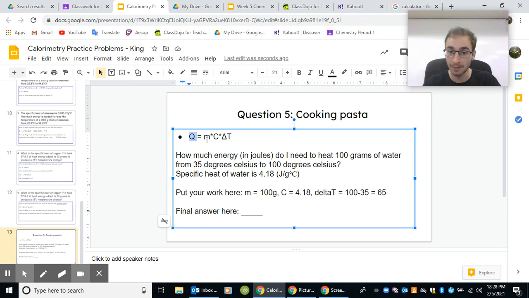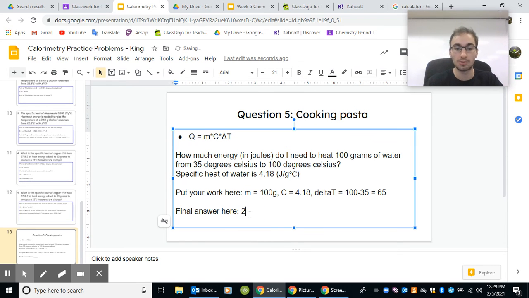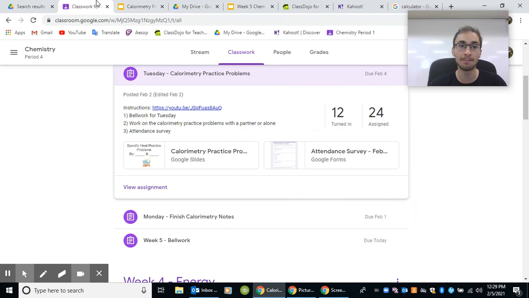Now I'm going to plug them all into my calculator. 100 grams times the C of water, 4.18, times 65 degrees. That is the final answer, 27,170 joules. That's why it takes so long to cook pasta, because you need to put a ton of energy into that water. Yep, that's the last thing.